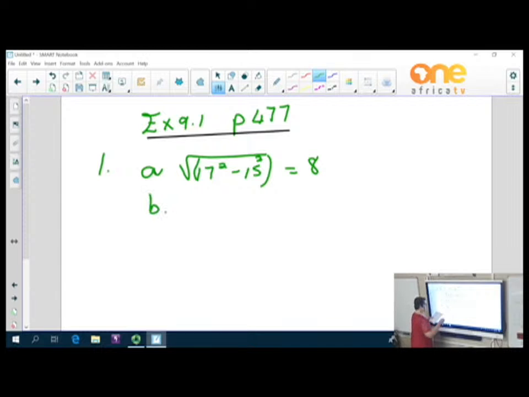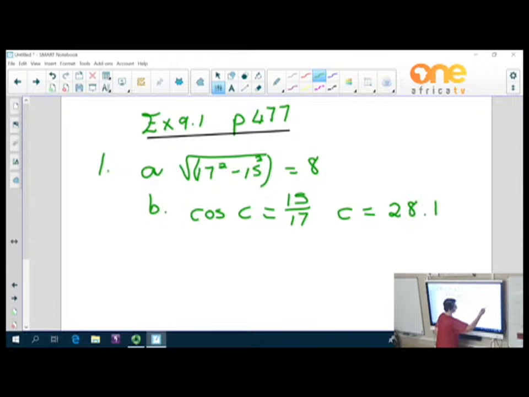The next one, number B, it's a right-angle triangle. Use trigonometry, calculate angle C. Now actually we've got all three sides, so you could use any one, but you must choose the correct one. So I've chosen cosine. So cosine C is adjacent over hypotenuse. How do we get angles? Which method? Second function, cosine, and C is then 28.1 degrees. Angles rounded to 1 decimal place.